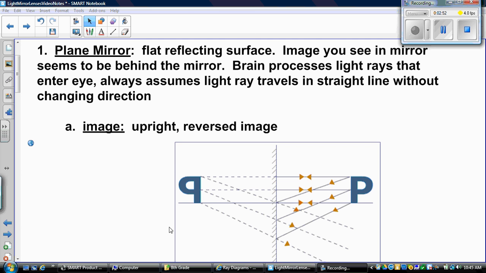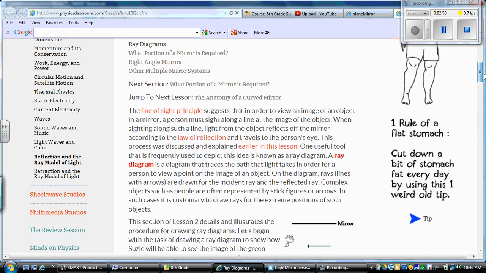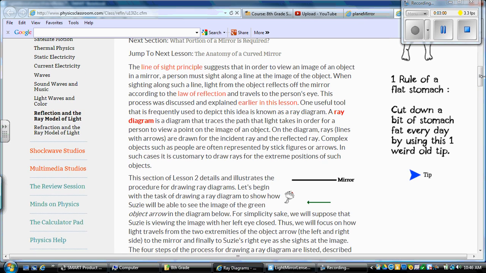Now, if we take a look, this is going to be a review with a little bit of new information. I'm going to have this link underneath the video so that you can go through it and read it on your own. I'm not going to go over this website, but you do need to review the law of reflection. So again, this website will be linked underneath the video.